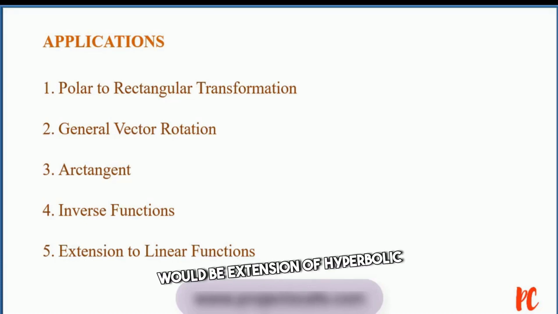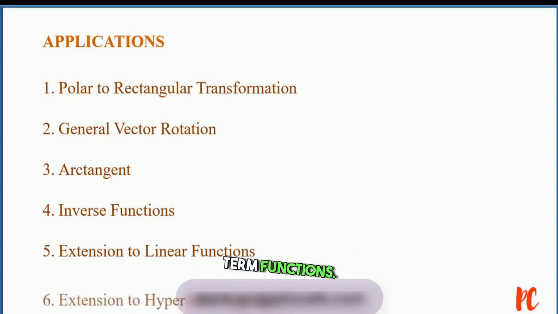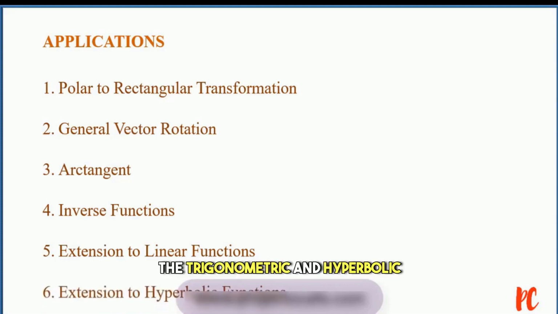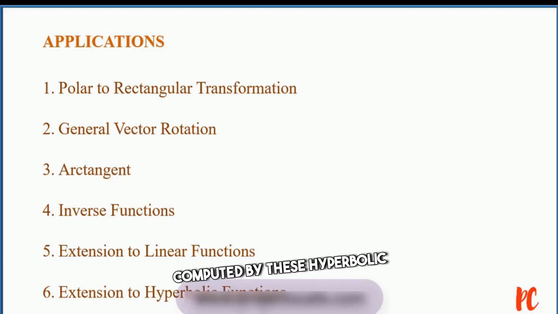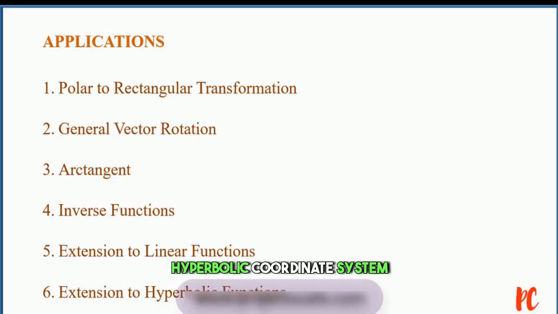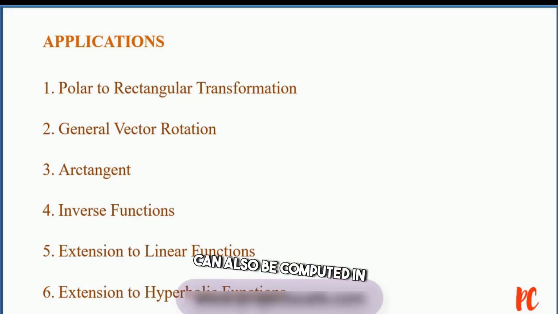Adding one more application would be extension to hyperbolic functions. The close relationship between the trigonometric and hyperbolic functions suggests a similar architecture can be used to compute these hyperbolic functions. The elemental rotations in the hyperbolic coordinate system do not converge. However, they can converge if certain iterations are repeated. Hyperbolic equivalents for the circular coordinate system can also be computed in a similar manner. The ideal architecture depends on the speed versus area trade-off in the intended application.